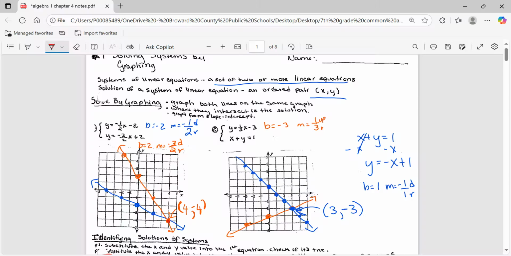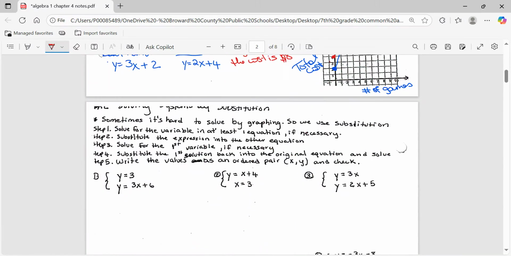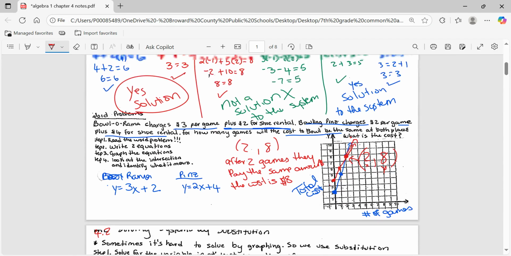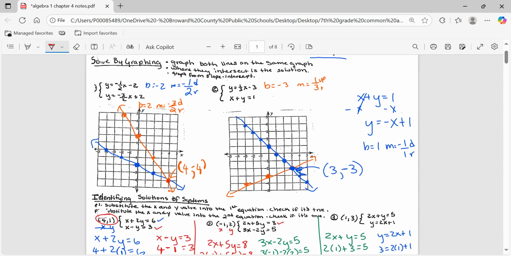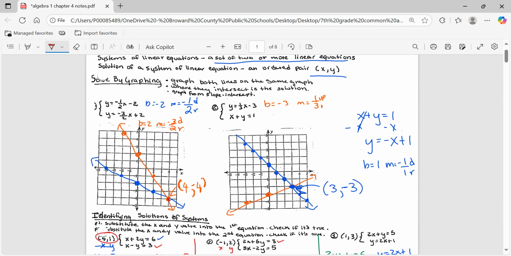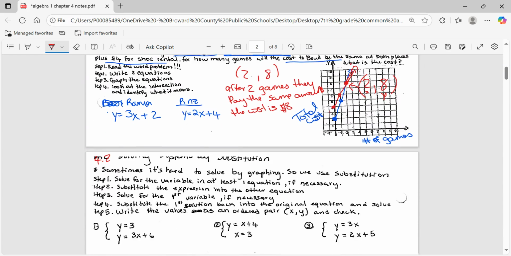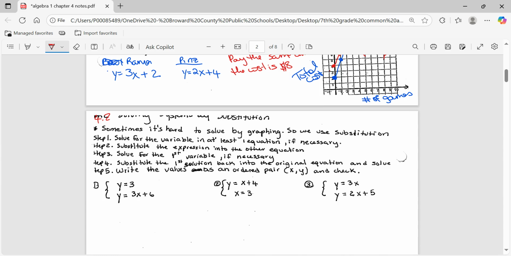Hello, Algebra. Today we are going to be moving on to 4.2, where we're solving systems by substitution. In 4.1, we learned how to solve by graphing. We graph two functions, and this point where they intersect, that is the solution to the system. However, this isn't always feasible. Sometimes solving by graphing does not work. It's hard to solve by graphing, and we probably don't even have a graph. And so we use substitution.